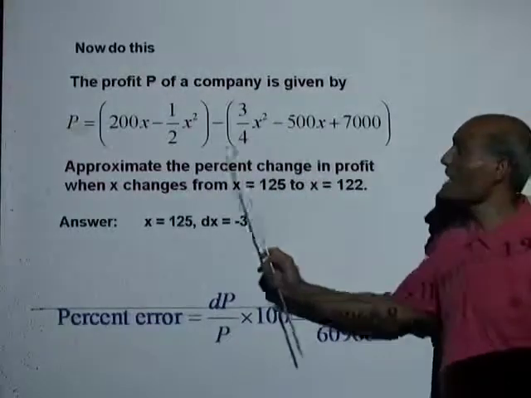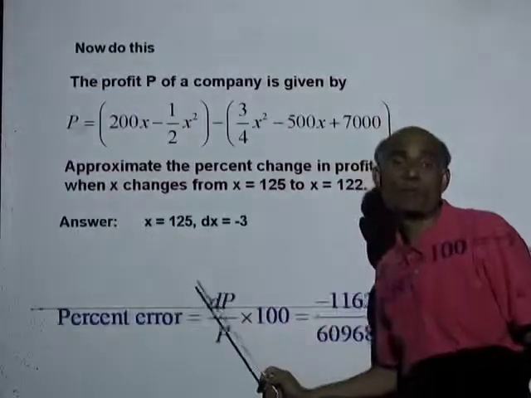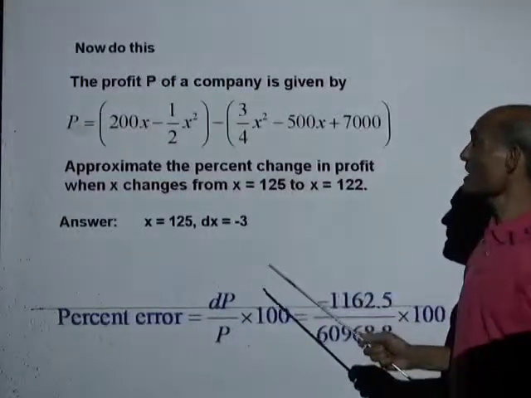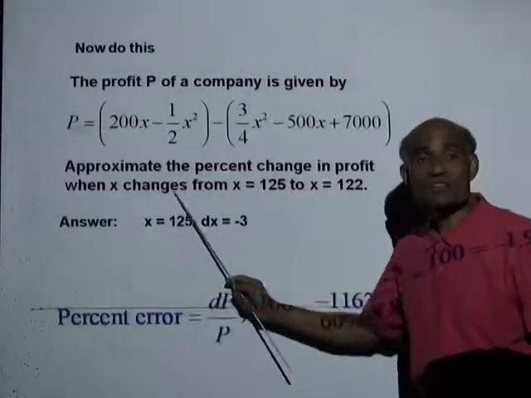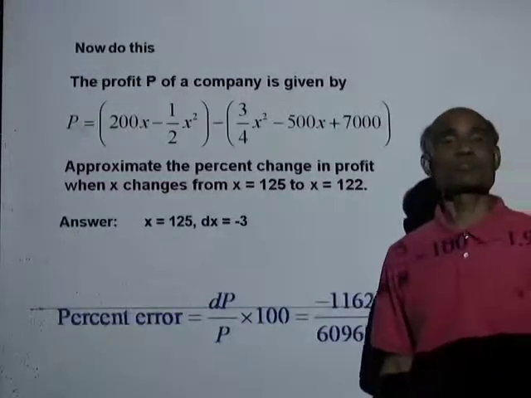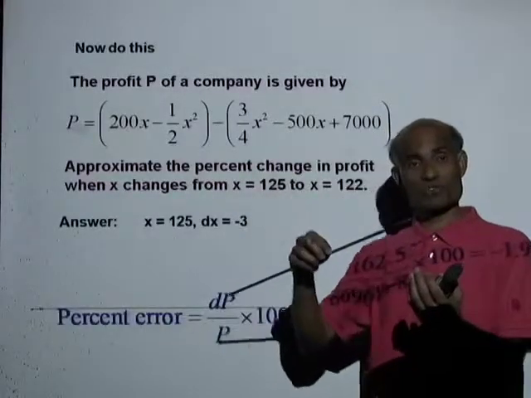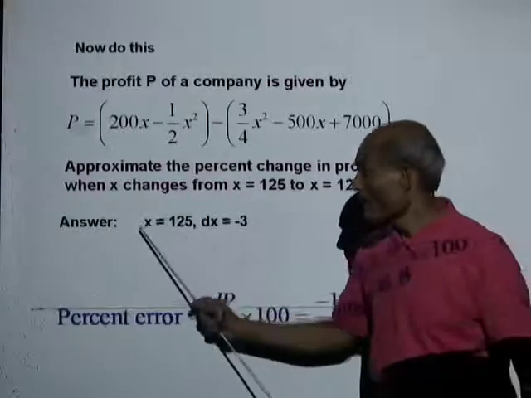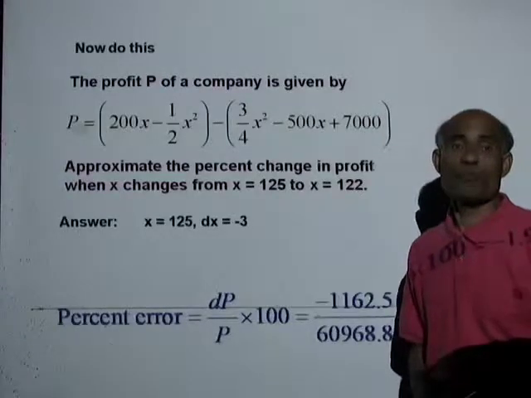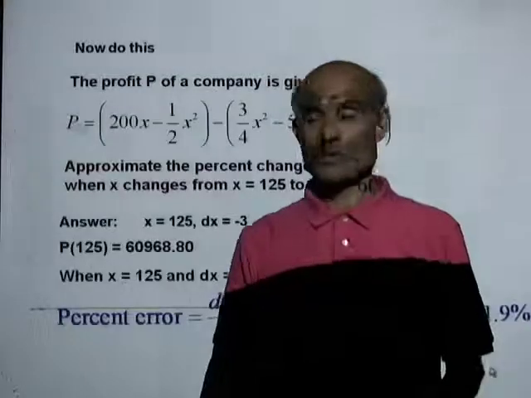Approximate the percent change in profit. We need to find dP over P multiplied by 100. That's what you need to find. Approximate the percent change in profit when x changes from x equal to 125 to x equal to 122. In other words, the number of items produced is reduced. Now, I have given you the answer. I want you to try it out on your own.